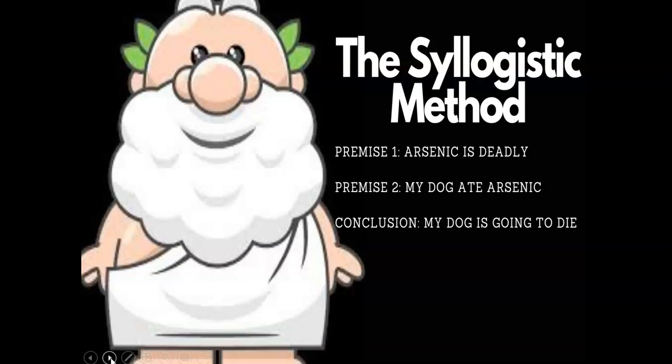So when you argue syllogistically, you go from premise to conclusion. And here's an example. If I were to say, premise number 1, arsenic is deadly. Premise number 2, my dog ate arsenic. Conclusion, my dog is going to die. So that's very cogent. That's a word that I use with my students all the time. Be cogent. Try to be cogent. Be very logical. Be very lockstep.